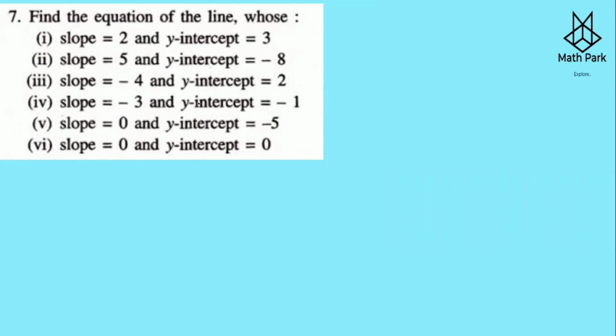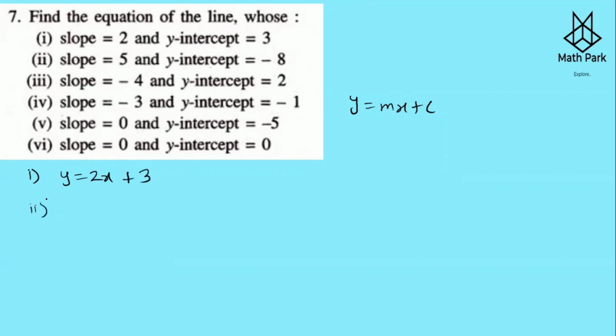Find the equation of a line whose slope is 2 and y-intercept is 3. It's very easy. The equation of a line is in the form of y is equal to mx plus c, so we just have to write in this form. For the first one, slope is 2. Slope is the coefficient of x, so we have y is equal to 2x and y-intercept is 3. So it is 2x plus 3.